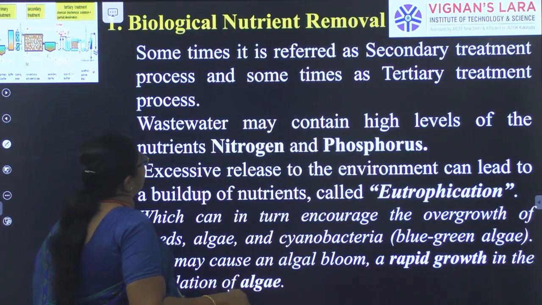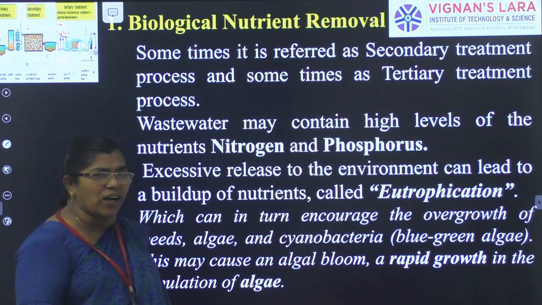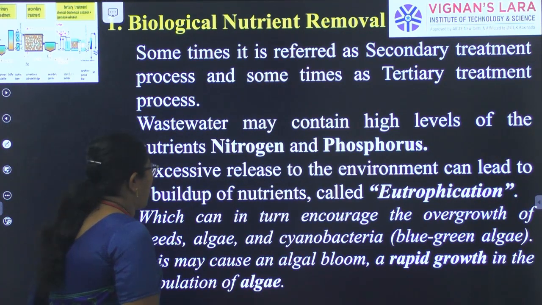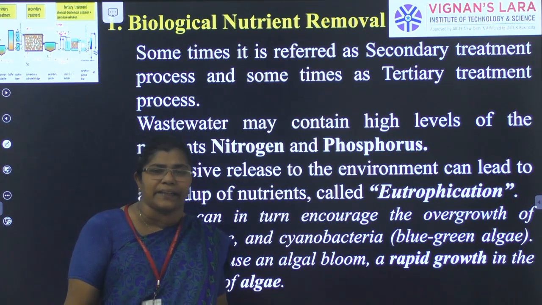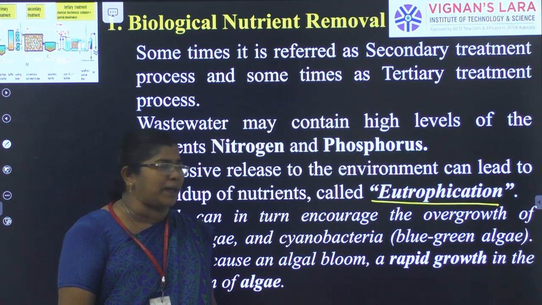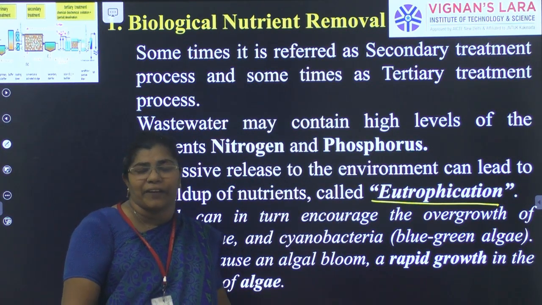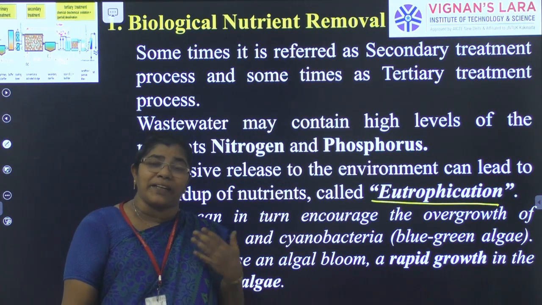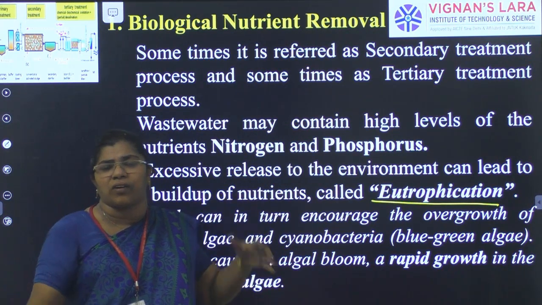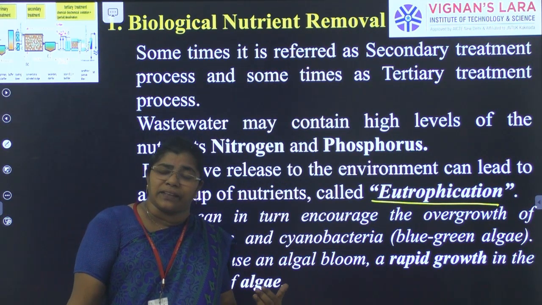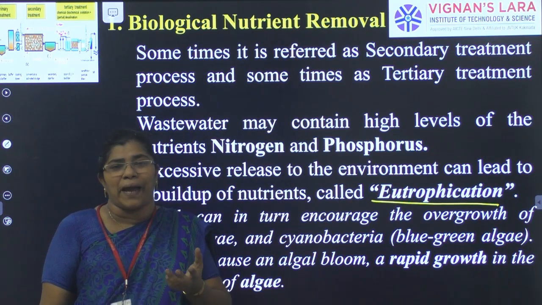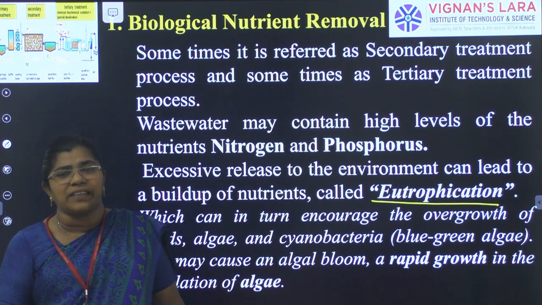Now we will see the biological nutrient removal process. Sometimes it is also called secondary treatment, or it comes under the tertiary treatment. Wastewater may contain high levels of nitrogen and phosphorus. And what happens when high levels of nitrogen and phosphorus enter the water? A process of eutrophication takes place. Eutrophication is nothing but green algae growing on the surface of water bodies. When this green algae grows on the surface, the water body will not get oxygen and other things. After some time, the green algae will die, causing many diseases, a bad odor, and changes in color. So this is a very serious problem.